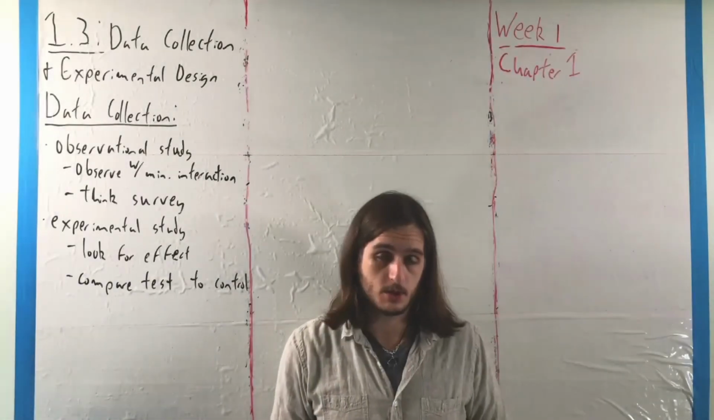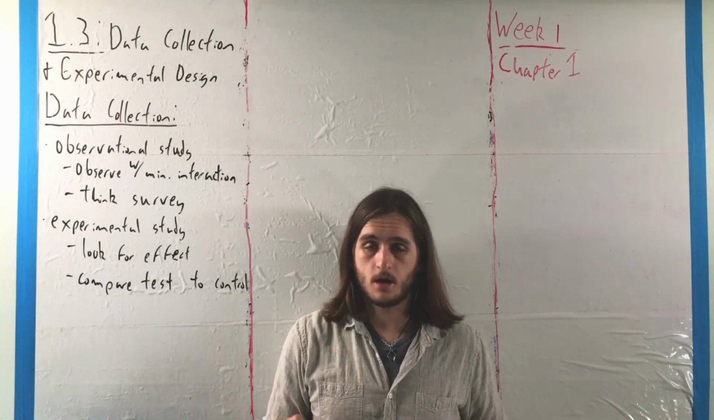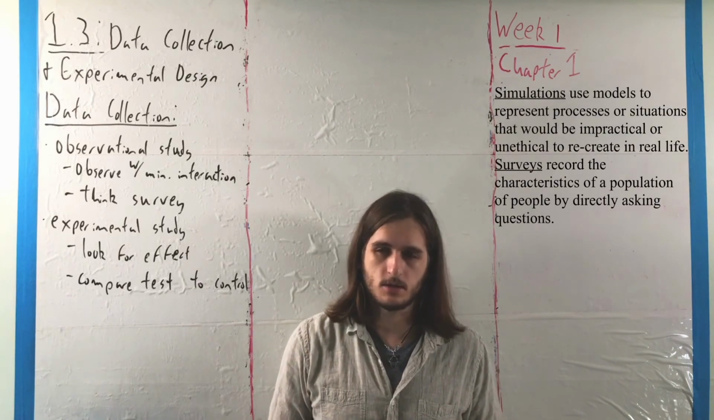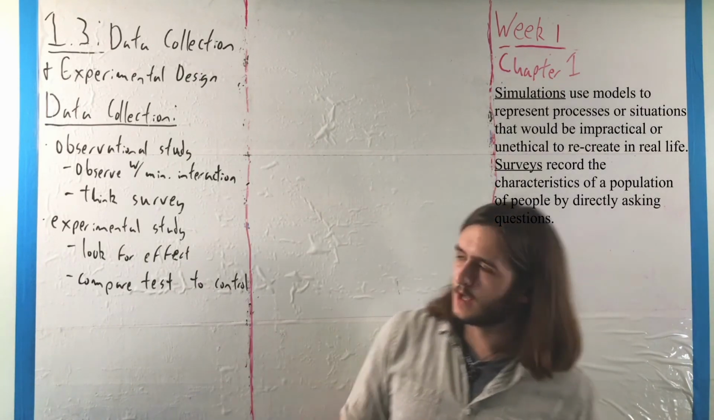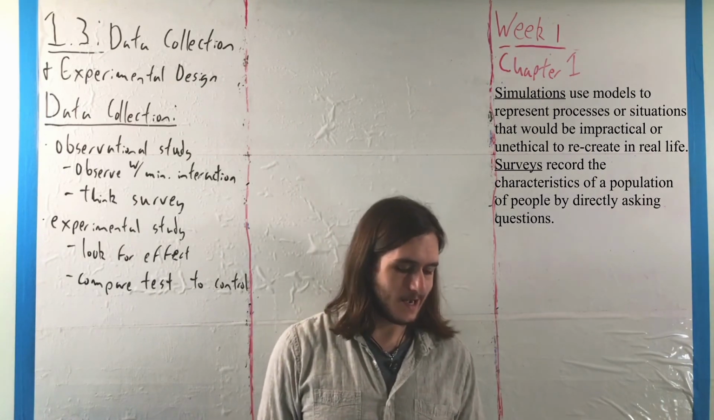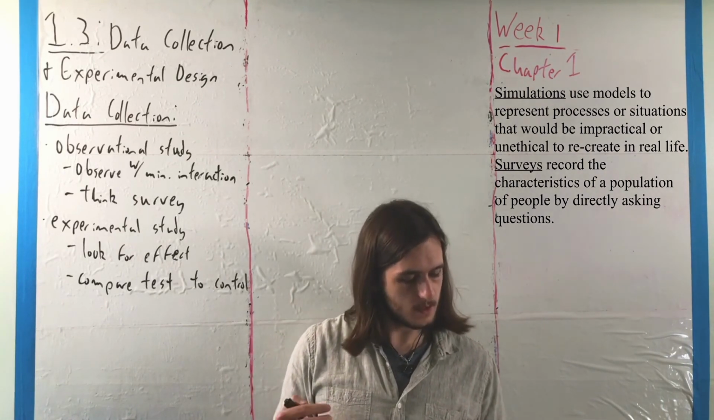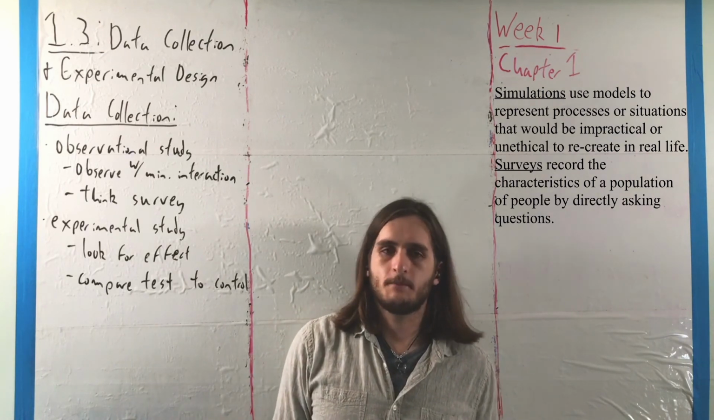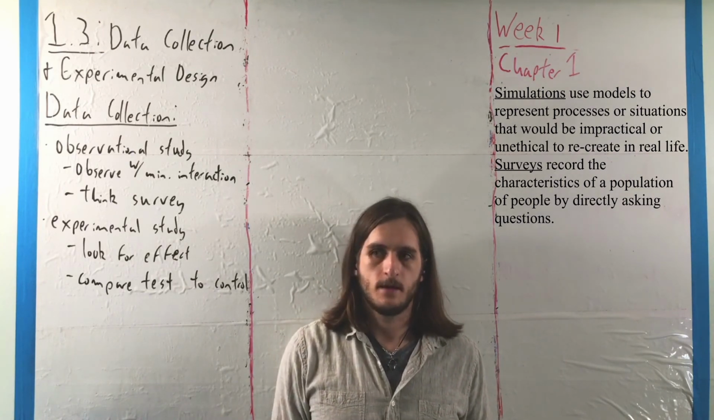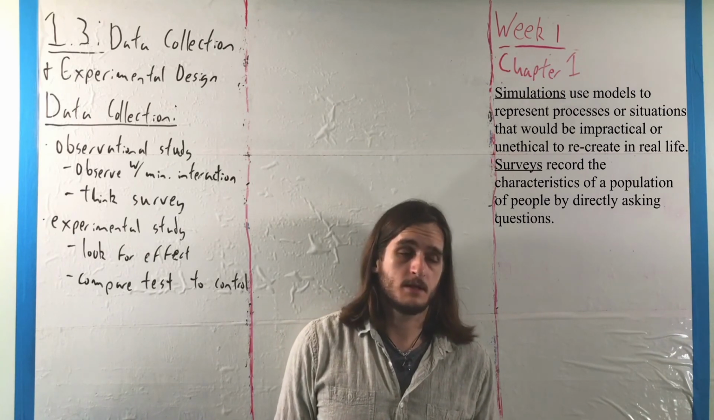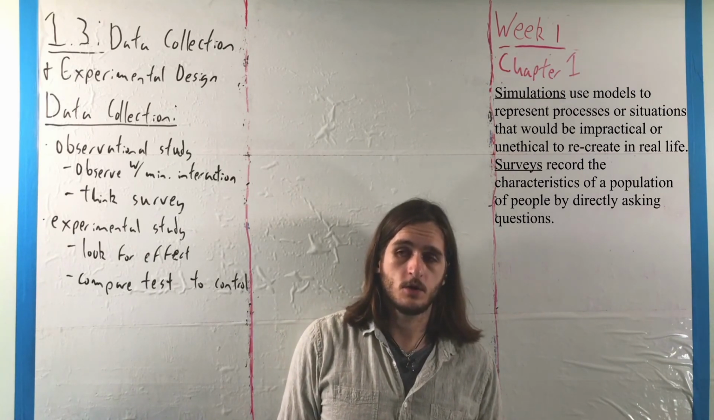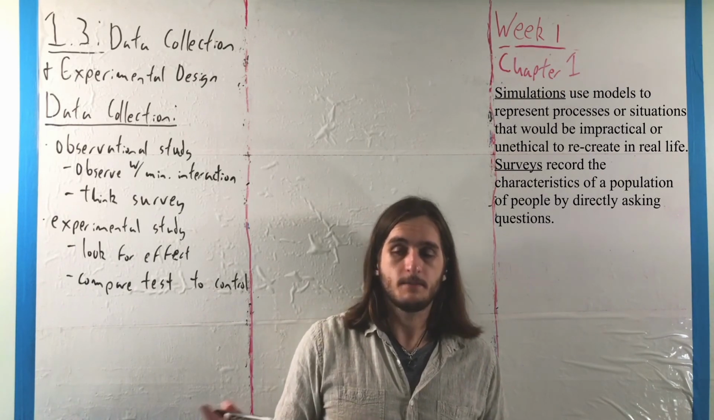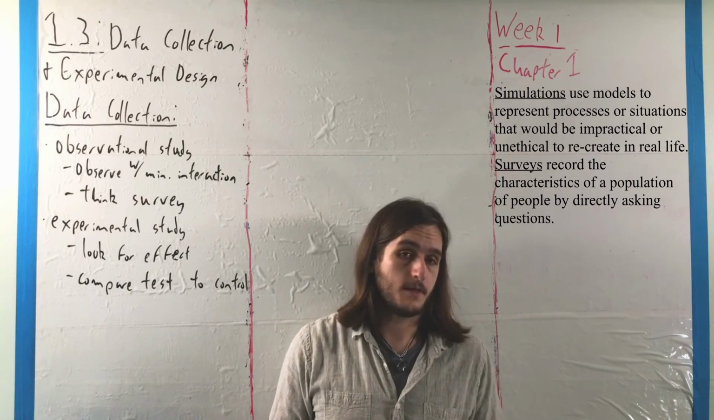A couple other things to mention here before we move on are things called simulations and surveys. These are usually considered observational studies. They're specific kinds, where for simulations, what we're doing is trying to represent a situation that it might be difficult, impossible, or unethical to look at in real life with real people, as it were, or real things.